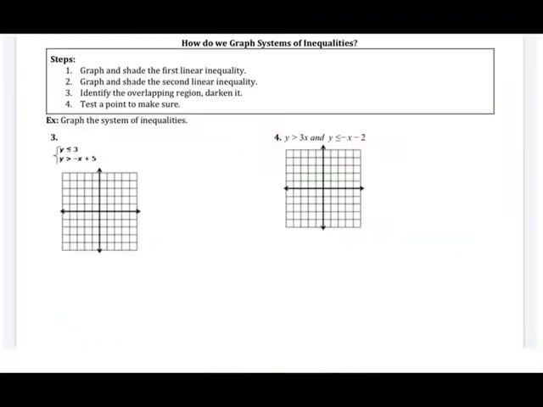Let's move on and talk about graphing. So how do we graph a system of inequalities? We're going to go through the same process that we went through in 5.1, but we're going to do it twice. We're going to graph the first linear inequality, determine if it's solid or dotted, and shade. Then we're going to graph the second linear inequality, determine if it's solid or dotted, and shade. Then we're going to darken the overlapping region because that is the answer. And then a great idea is to pick a point in that overlapping region and make sure that it does in fact work in both inequalities.